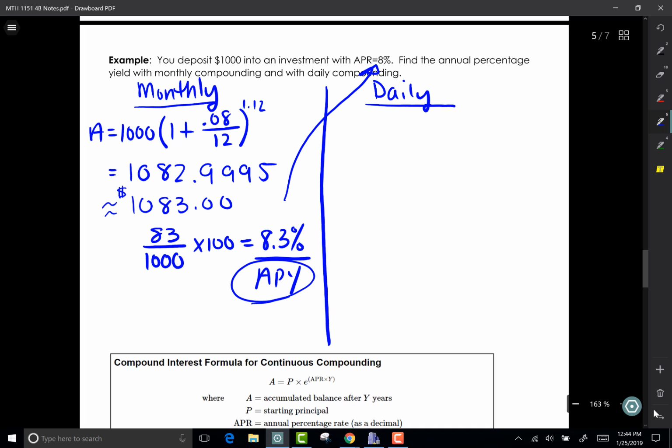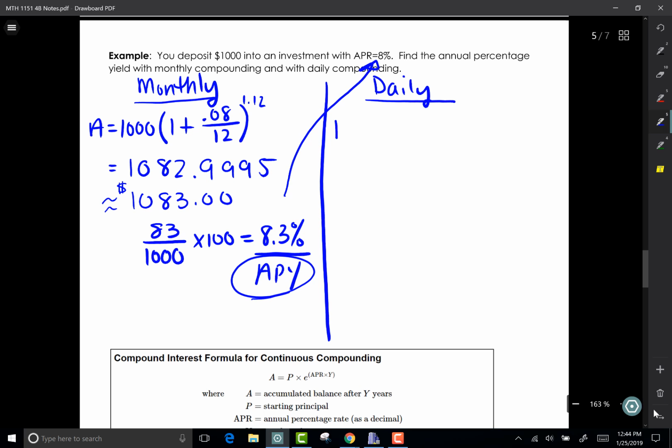We use the 8% to calculate the compound interest, but when we look at it over the whole year, we actually earned 8.3% because every time we compounded that interest, we added that interest back in, and so we were actually accumulating more over the long run. So the APY is typically going to be more than the APR.